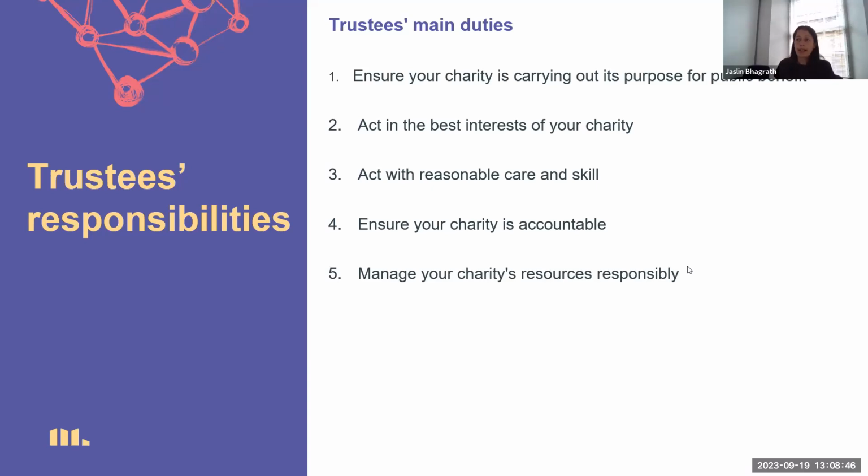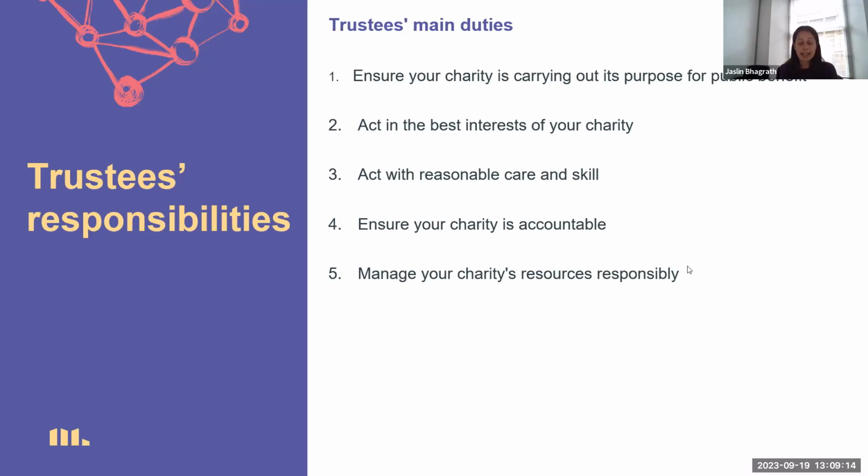And finally, make sure that you manage the charity's resources responsibly. So that means ensure that the assets of the charity are used for charitable purposes. We don't want to take inappropriate risks that might impact the assets or the reputation of the charity, and take care when you're investing and borrowing.